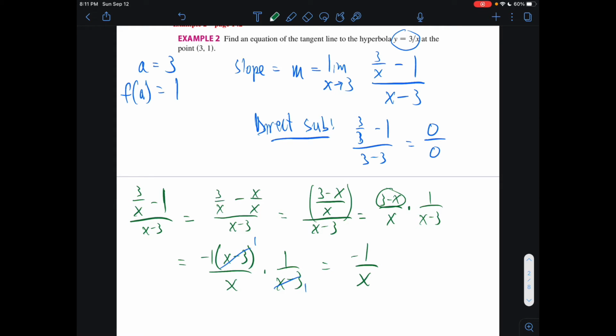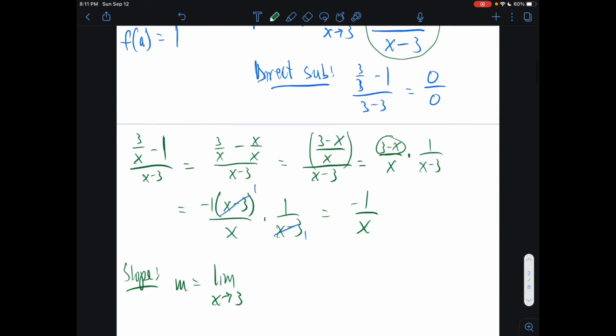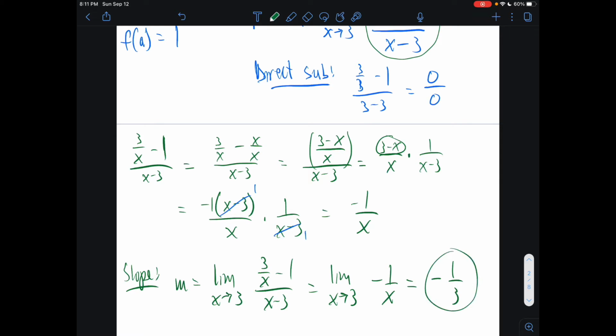So when I go back to my limit, now I can just rewrite this entire messy fraction as simply negative 1 divided by x. So the slope, m, is equal to the limit as x approaches 3 of what I had before, 3 minus x minus 1 divided by x minus 3. I can now rewrite that as the limit as x approaches 3 of negative 1 divided by x. I can again use direct substitution, and this just becomes negative 1/3. And notice that's my slope. That's the slope of the tangent line.